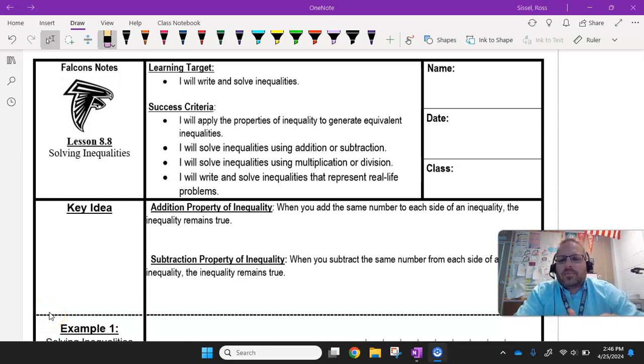Hey boys and girls, today in math we're going to cover lesson 8.8, solving inequalities. Our learning goal today is that I will write and solve inequalities.